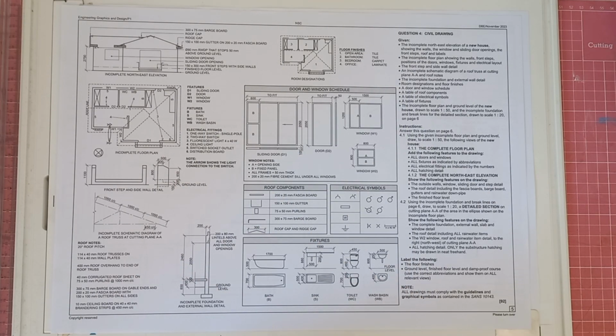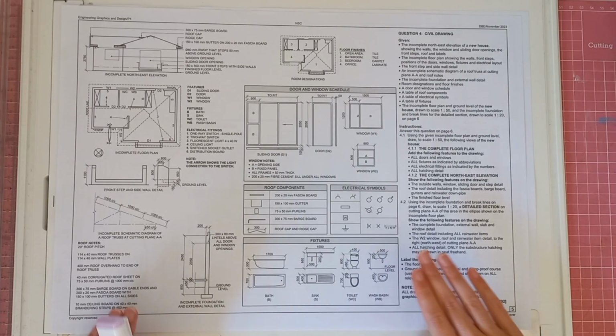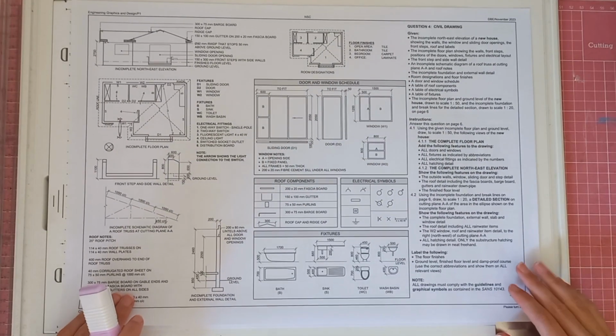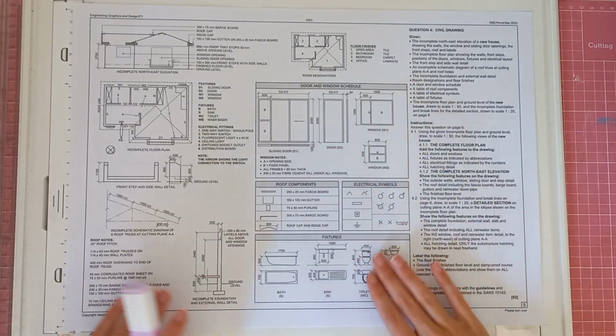Then we have got the front step and side wall detail, an incomplete schematic diagram of a roof truss and cutting plane AA, and roof notes, the incomplete foundation and external wall detail, room designations and floor finishes, a door and window schedule, a table of roof components, a table of electrical symbols, and a table of fixtures. It then says the incomplete floor plan and ground level of the new house drawn to scale 1 to 50, and the incomplete foundation and break lines for the detailed section drawn to scale 1 to 20 on page 6, which will be the following page in the exam paper. So basically, all they've said here is everything you have on your papers.